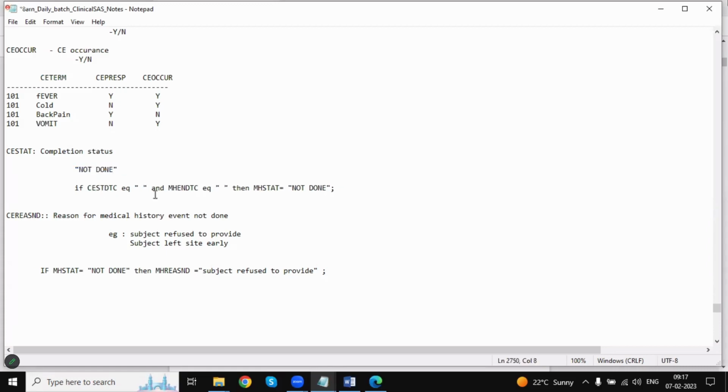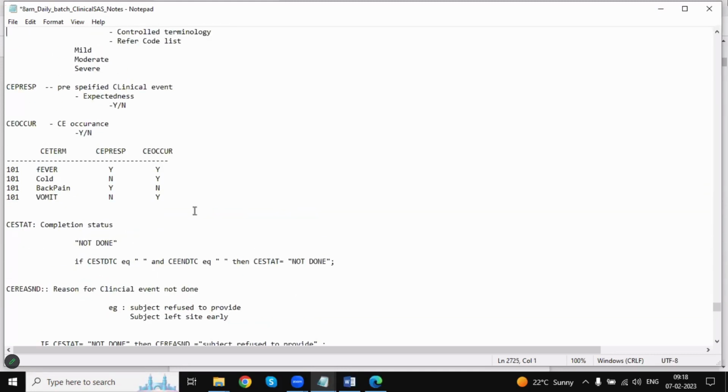Programmatically, you can also do it like this: if CESTDTC is equal to null and CEENDTC is equal to null, then make the status not done. If not done, write a reason for not done. Reason for clinical event not done may be any reason. For example, subject refused to provide the details, subject left the site early, or he may not have cooperated correctly. Whatever the reason, we have to capture it. So these two variables will come together, and these two variables will also come together. It's constant in almost most of the domains.